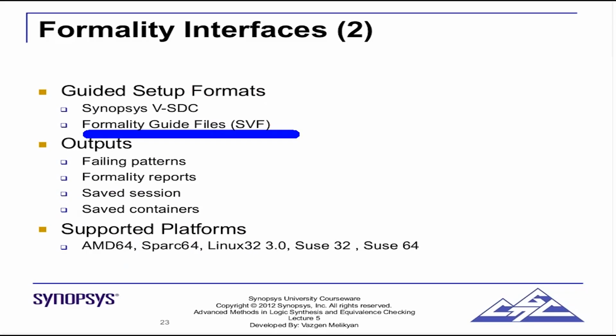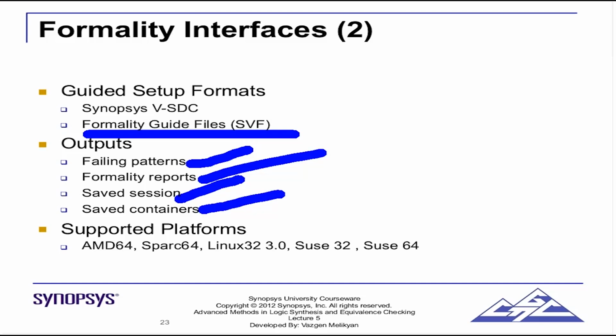The outputs are failing patterns. For failure cases, it will write out the vectors. Formality reports list down all the compare points that are non-equivalent, and whatever are equivalent. You can save a session just like PrimeTime and Design Compiler. You can then restore the session and debug more. You can save the containers also for future use, and these are the platforms supported.